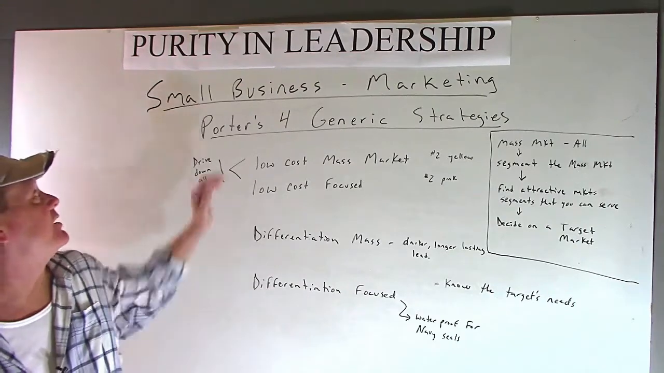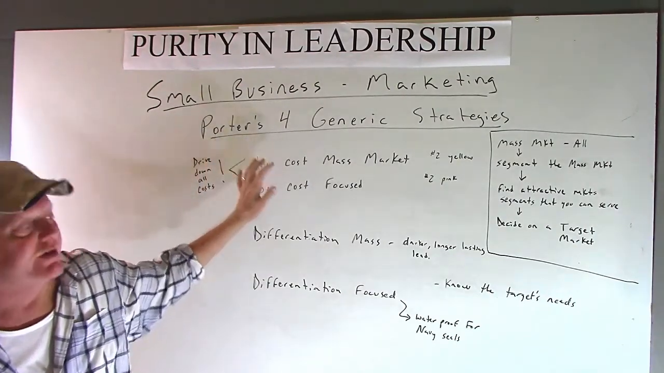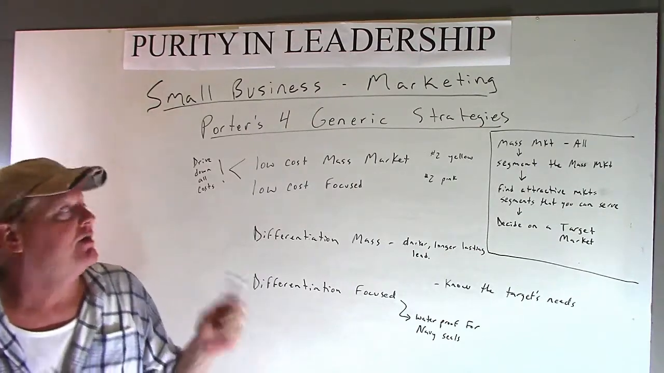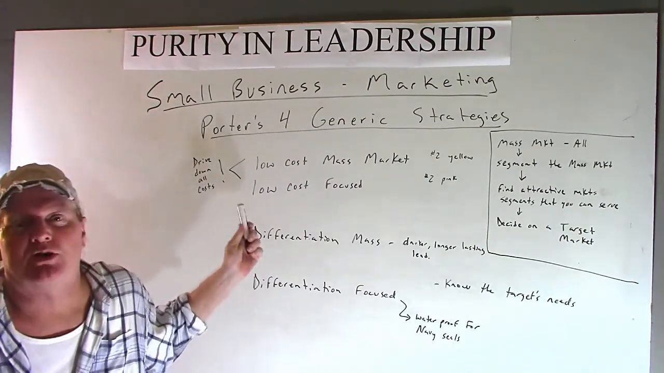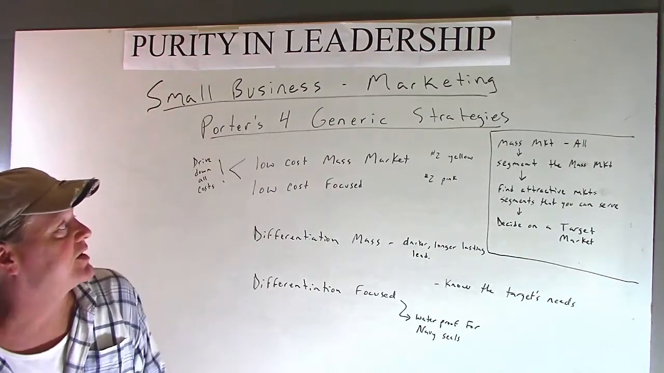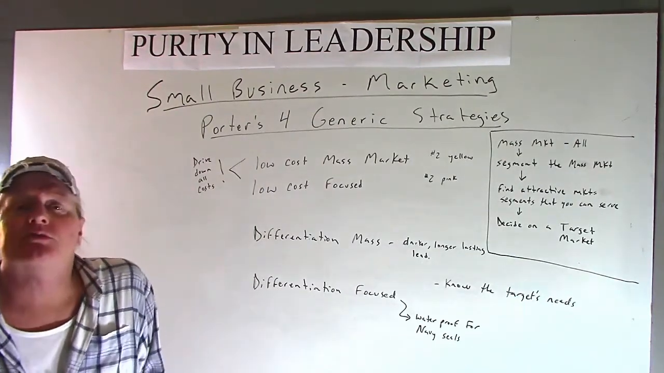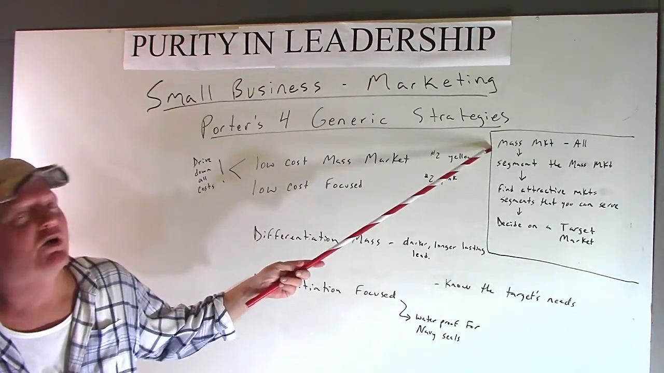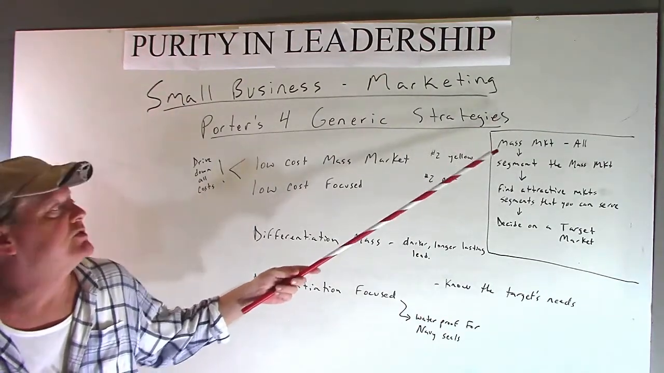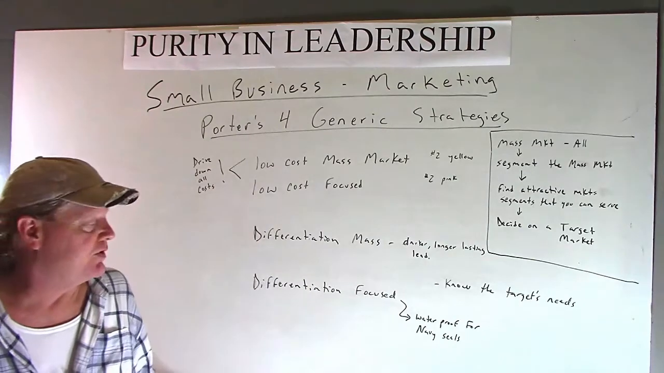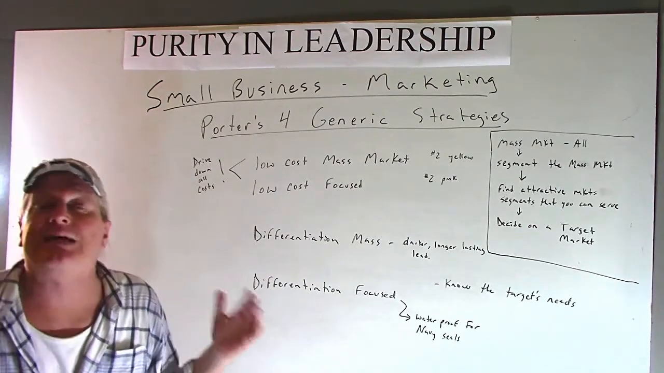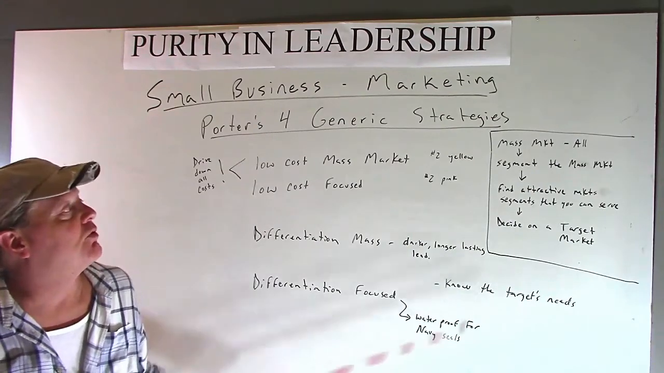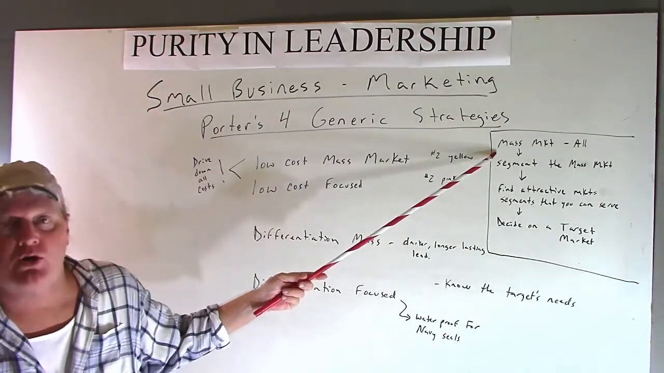Today we're going to talk about Porter's 4 generic strategies. Now, sometimes this is called 5, but I think most people look up the 4 generic strategies. Now, we cannot have this conversation without once again going over target marketing. First, we start with a mass market. If we want to have a product such as a pencil, we could have that pencil for the entire market.